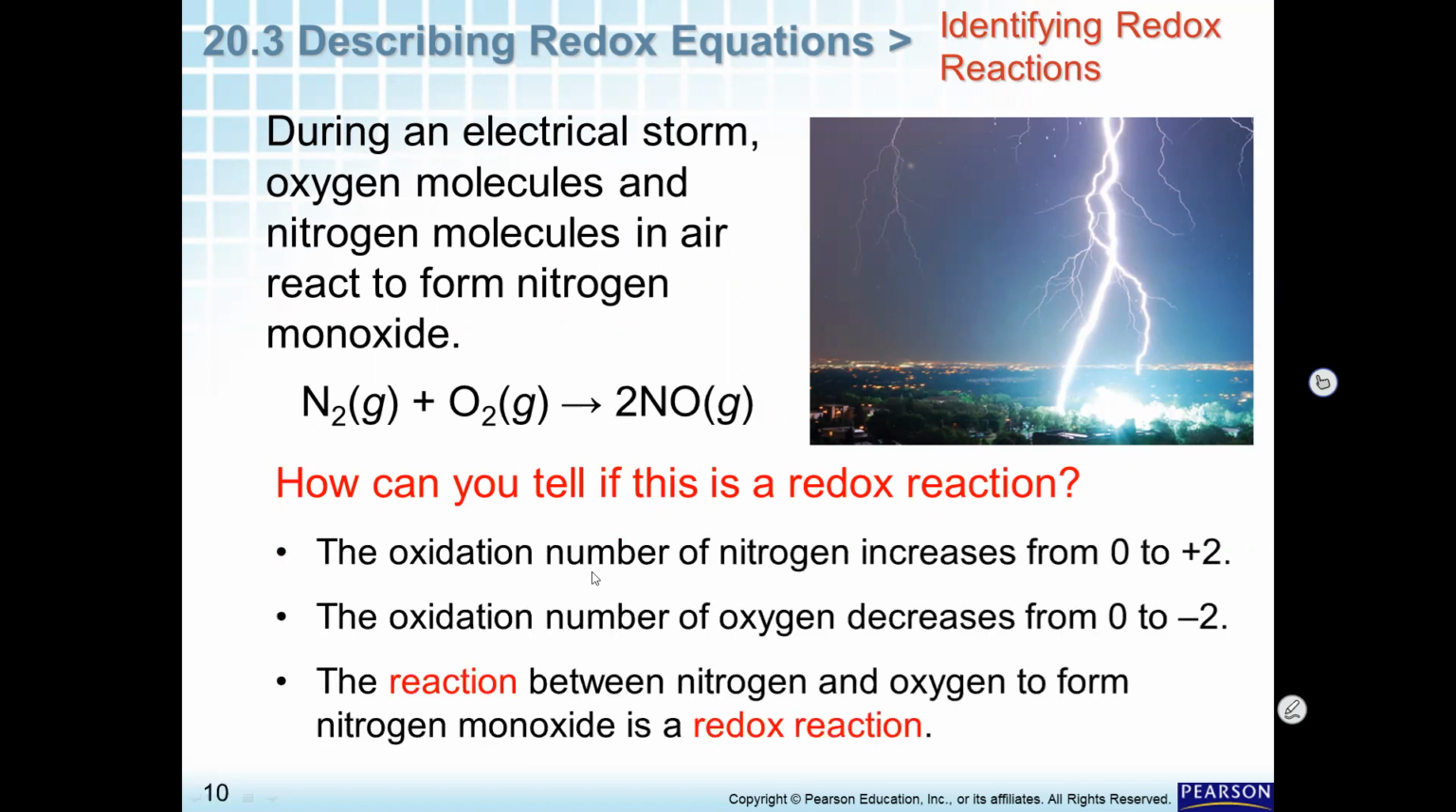Okay, so if we move on, this is the answer, Abdulmohsen. The oxidation number of nitrogen increases from 0 to +2 and the oxidation number of oxygen decreases from 0 to -2. That's why the reaction between nitrogen and oxygen to form nitrogen monoxide is a redox reaction.